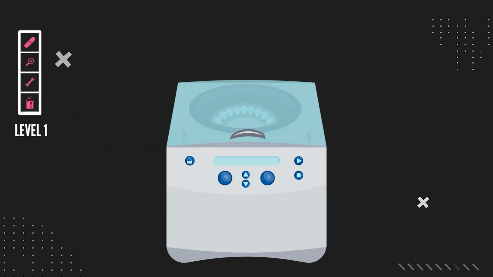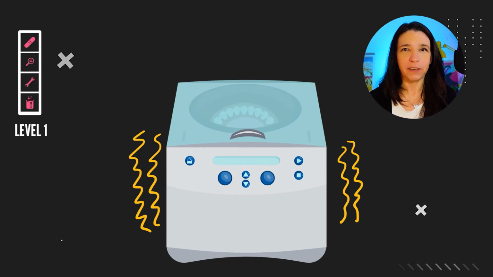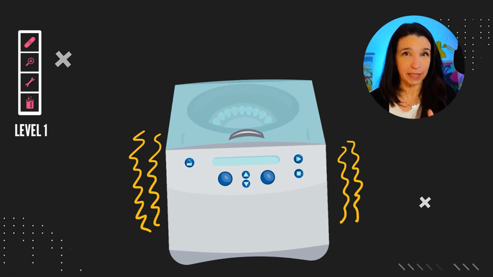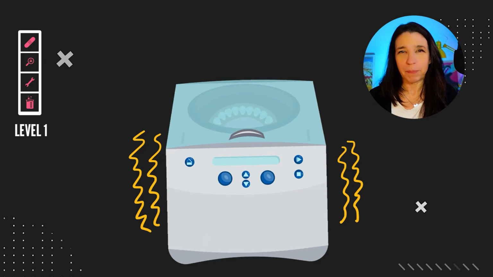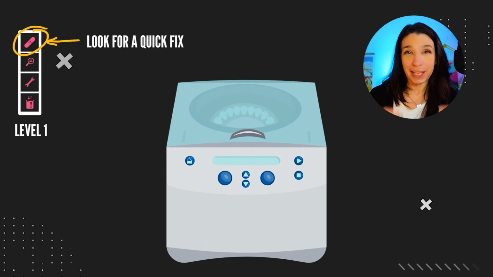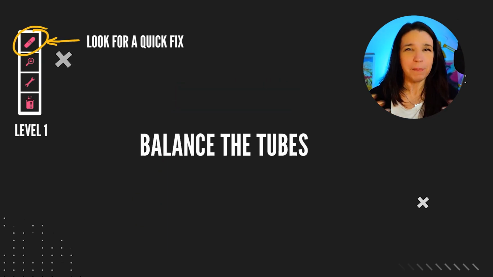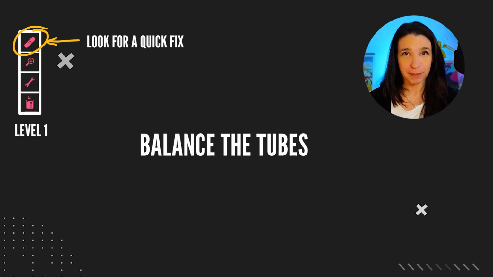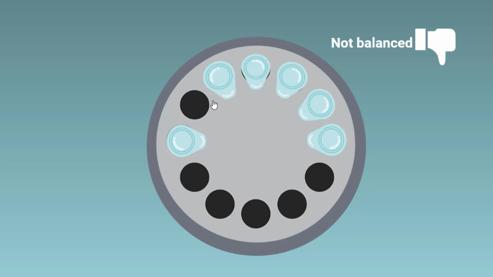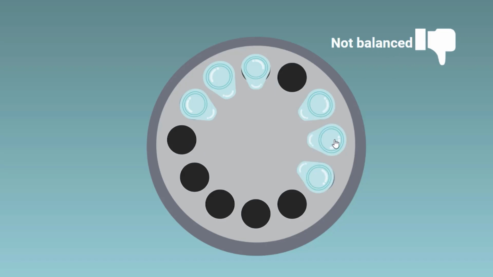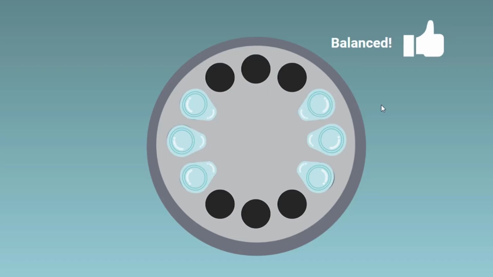And here I am in level 1, where maybe the problem is that the centrifuge machine is rumbling. And we know that the first step in my process is to look for a quick fix, and the first quick fix I'm going to show them is make sure the tubes are properly balanced. So I'm not explaining what balanced means. I'm letting them play with this, and they're getting immediate feedback that's telling them, okay, this is balanced, this is not. And eventually by playing with it, they're going to figure out what we mean by balanced tubes, i.e. the weight of the tubes is evenly distributed.